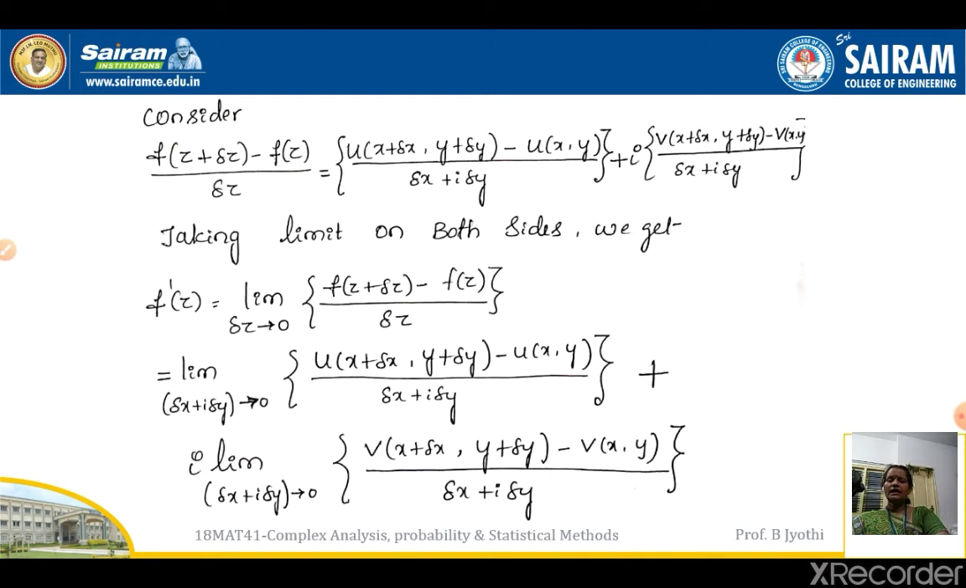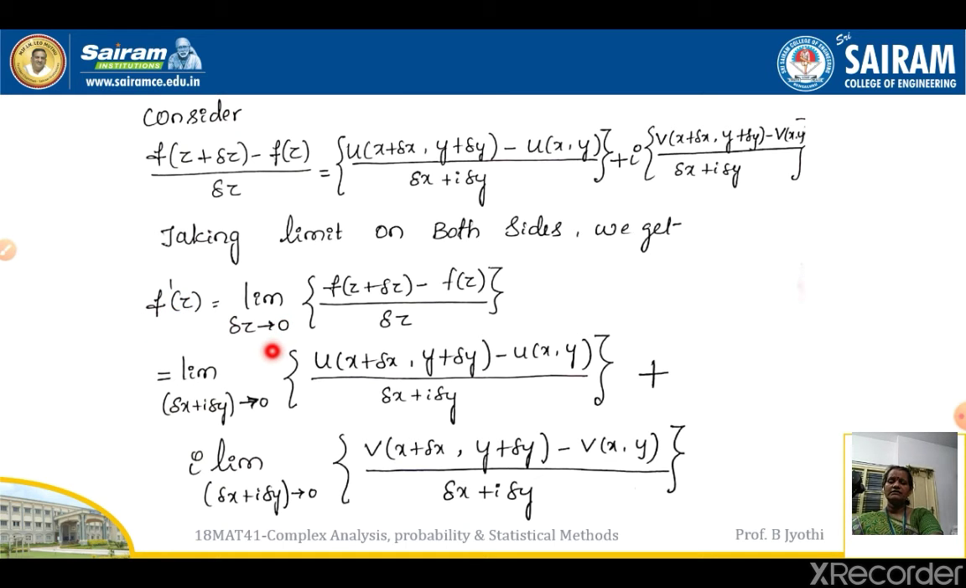Now consider [f(z + delta z) minus f(z)] divided by delta z, which is equal to [u(x + delta x, y + delta y) minus u(x,y)] divided by (delta x + i delta y) plus i [v(x + delta x, y + delta y) minus v(x,y)] divided by (delta x + i delta y). Now let's take the limit on both sides. On the left hand side, when delta z tends to 0, it leads to f'(z) by using the definition.